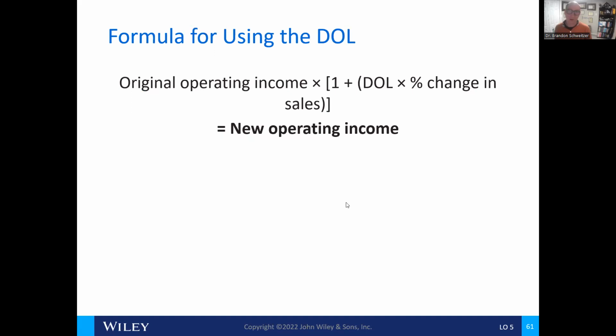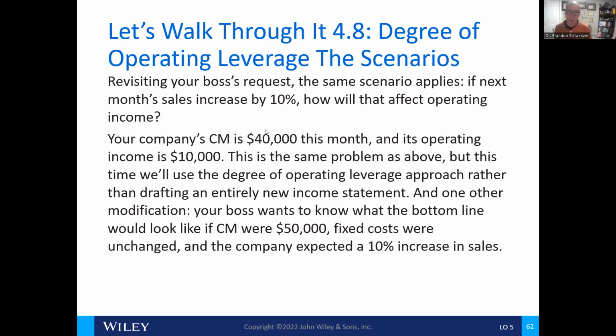Calculating the new operating income using the degree of operating leverage looks like this. We take the original operating income times 1 plus the degree of operating leverage times the percent change in sales. This gives us a new operating income. Here we have an example for degree of operating leverage. Let's say there's a 10% increase in sales. What's the effect on the operating income?